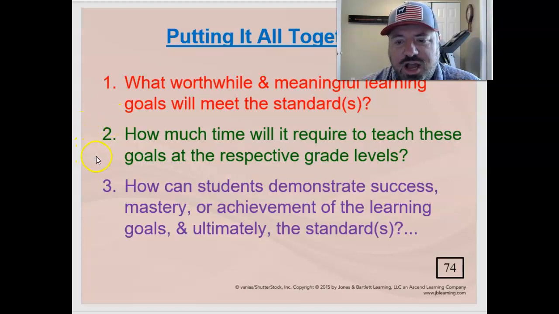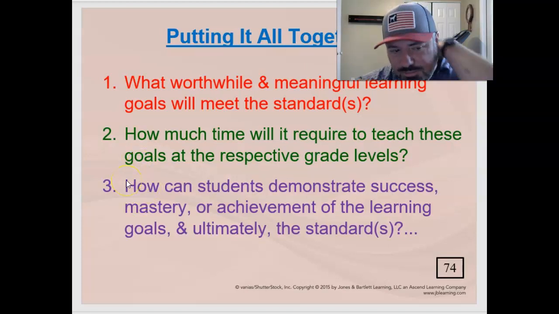Number 2, how much time will it require to teach all these goals at the respective grade levels? So it's important for us to go back and look at our time on PE that we learned earlier in this lecture, figure out how much time we're going to have, and then divide out how many days we have, how many lessons we could actually teach, and then how we're going to move from one grade level to the next in some kind of grade level sequence.